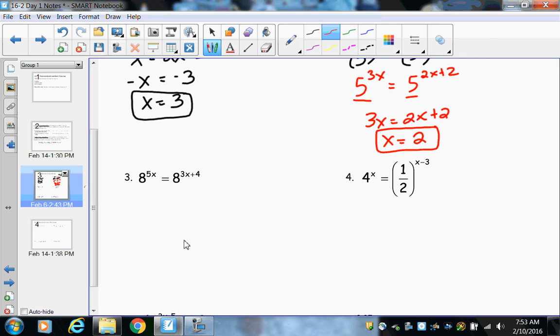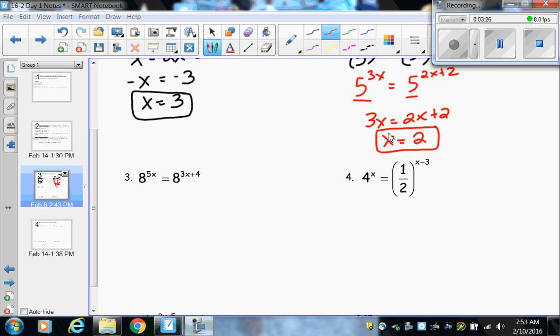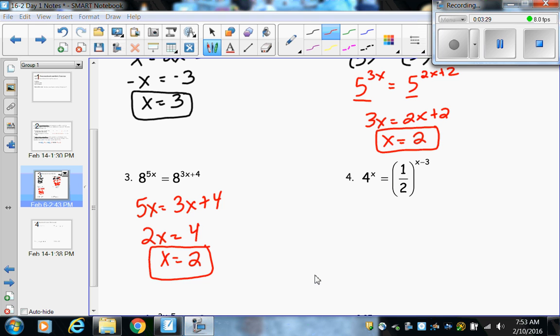Pause the video and give example 3 a try. Example 3 should end up with x equals 2 because of the fact that they both already have the common base of 8. You just have that 5x has to equal 3x plus 4, so subtract 3x and then divide by 2, and you should get that x equals 2.